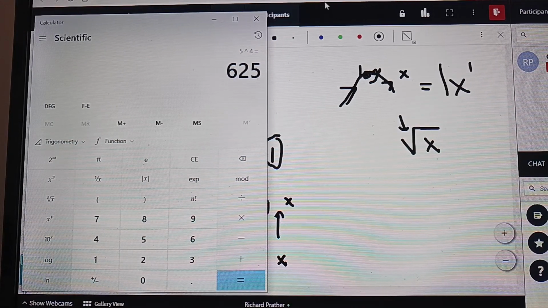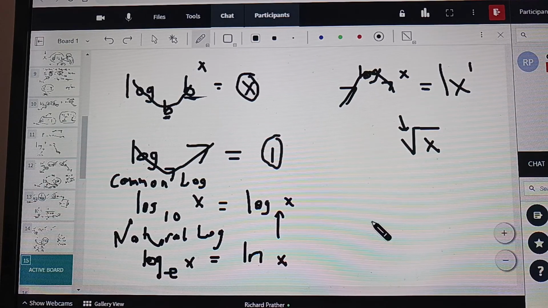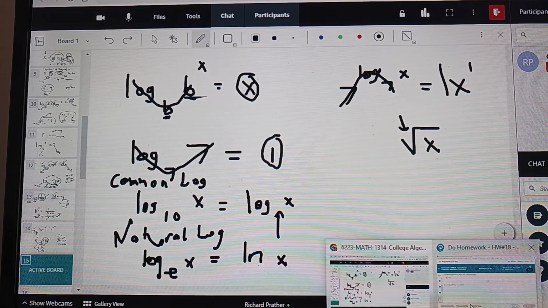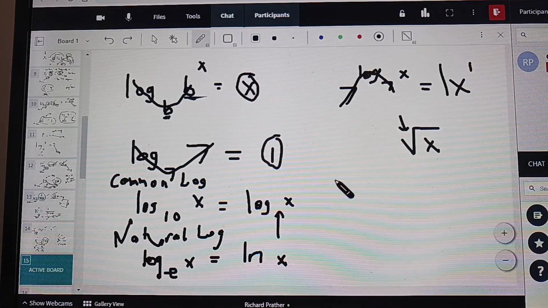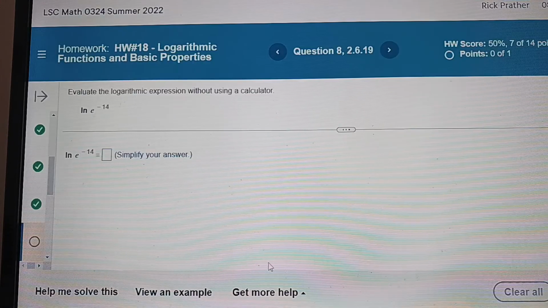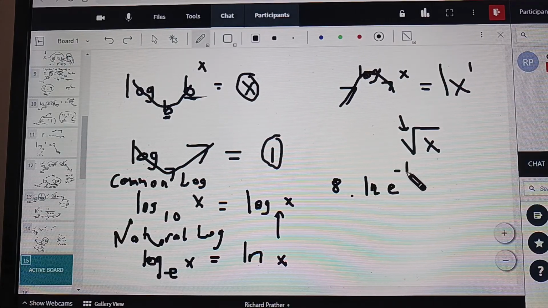So if you get log base 10 or log base e, calculators could get you decimal versions, although that might not help you on a homework answer. But any other base, you definitely couldn't do in a calculator. So this is the idea I was just showing you on number 8. There's nothing to do here because ln of e to the negative 14 equals what is what they're asking.